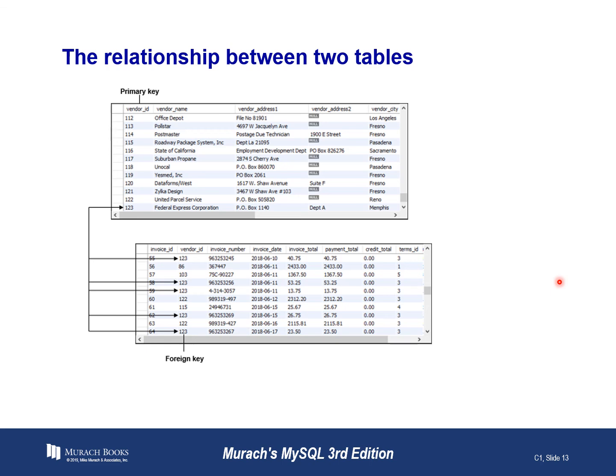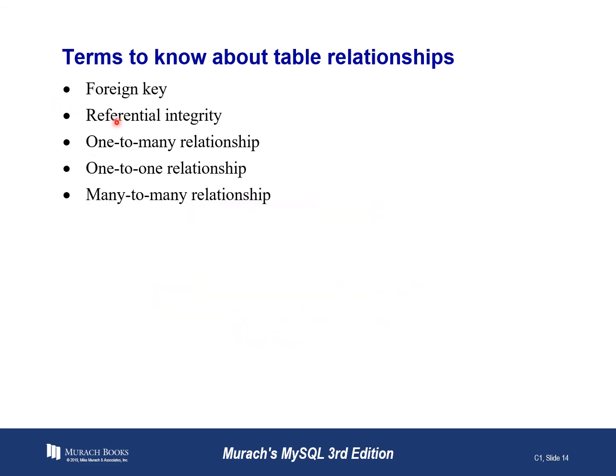All right, so I think we have covered all the topics for this particular slide. And the next slide here, all these topics are also covered in the previous slide: foreign key, referential integrity, and the three different types of relationships.